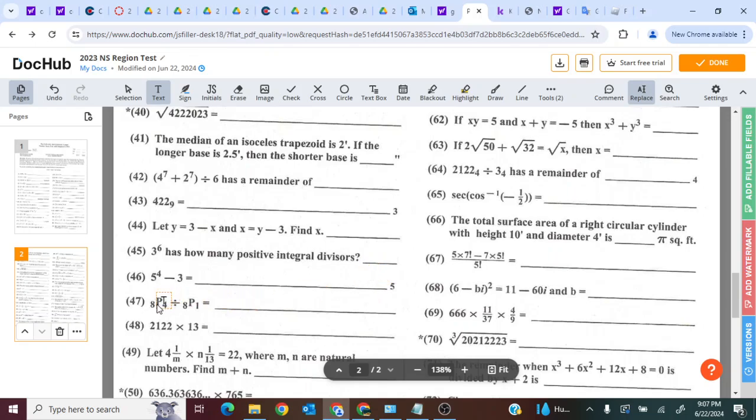Okay, 8 permutation 4 divided by 8 permutation 1. So basically 8 factorial over 4 factorial divided by 8 factorial over 7 factorial. So in this case, the 8 factorials cancel each other out, and you have 7 factorial over 4 factorial, or 7 times 6 times 5. 42 times 5, 42 over 2, 21 times 10 is 210.